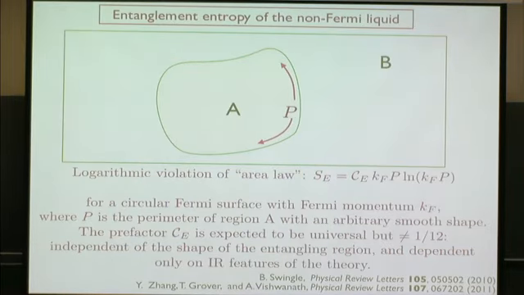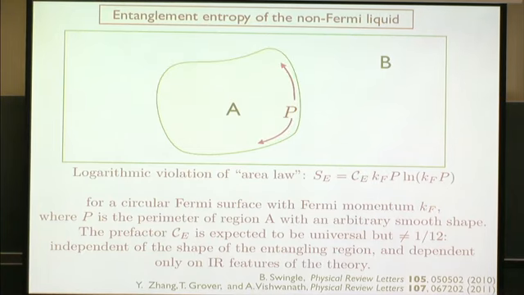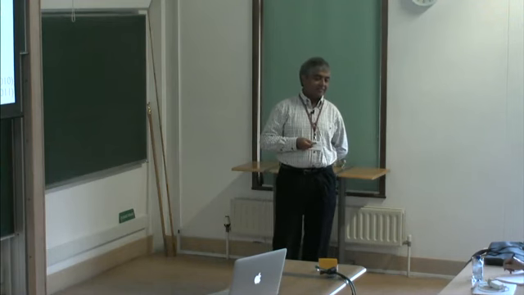So there's also another very interesting property of the entanglement entropy of a Fermi surface, which is that it has this P log P dependence on the perimeter of the entangling region, but also, very curiously, the coefficient of the P log P doesn't depend on the shape of the entangling region. If you change the shape while preserving the perimeter, this coefficient will not change. So this is a result that comes out of computations on the field theory side, and you would like to also reproduce it in holography.